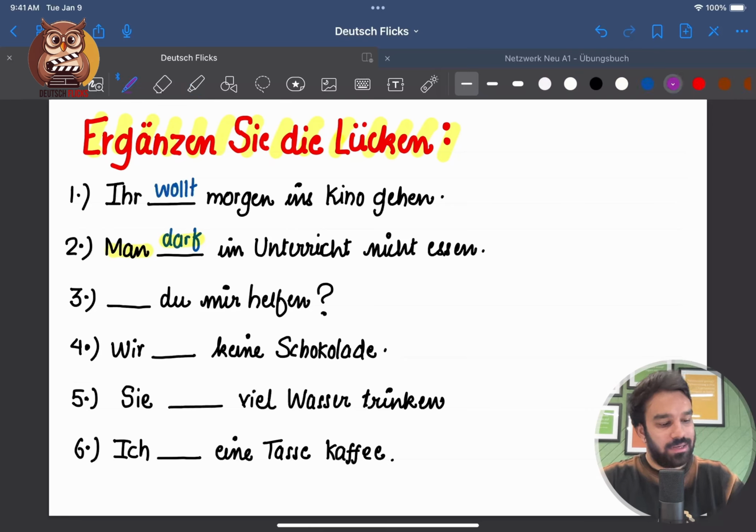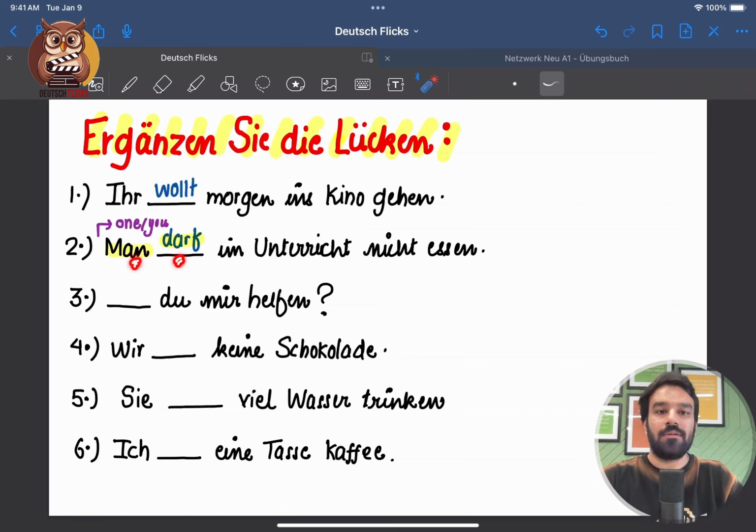So this man, interesting thing is, this is also a pronoun, but this is an indefinite pronoun. So it translates to one or you. For generalization we use this. For example, you're not allowed to park here, or one is not allowed to park here. Now the German equivalent is man, and we give third person singular conjugation.